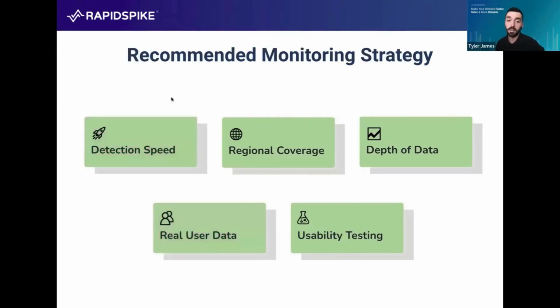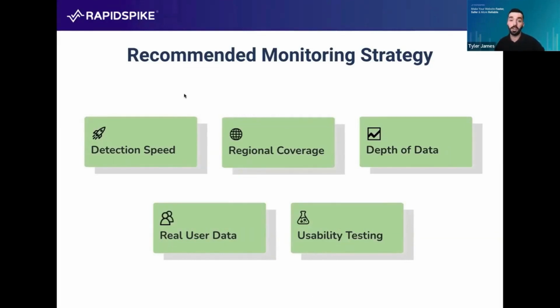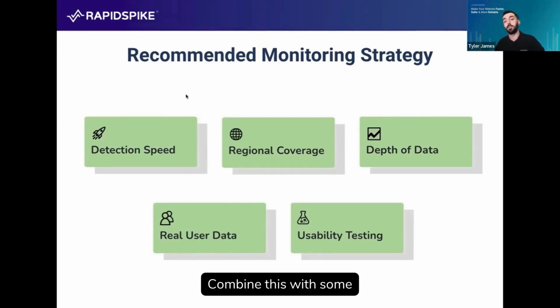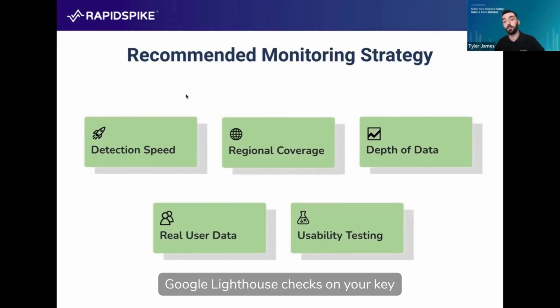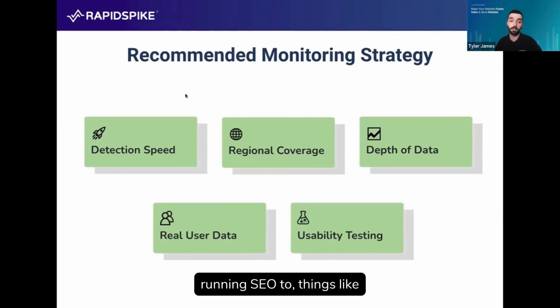Our recommendation would be to start with lots of Uptime monitoring. This is your bread and butter. It gives you the best regional coverage and the fastest downtime detection speed. Combine this with some infrequent performance and Google Lighthouse checks on your key pages, things like your homepage, product listings, product pages, landing pages that you're running SEO to, things like that.